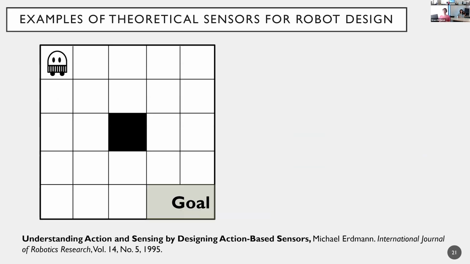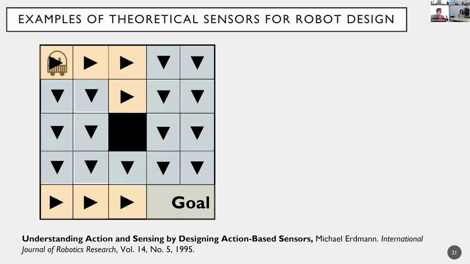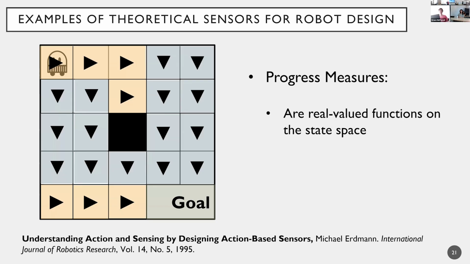Now, in Erdmann's original paper on this, to obtain an action-based sensor, you begin with a plan. These plans in this work were obtained from backchaining from the goal. So one example of a plan looks like this. On this plan, you can then define a progress measure. Progress measures indicate how far a task is from being completed. They are real valued functions on the state space, in this case, on our grid world. And progress is defined as moving from a high valued space to a low valued space.